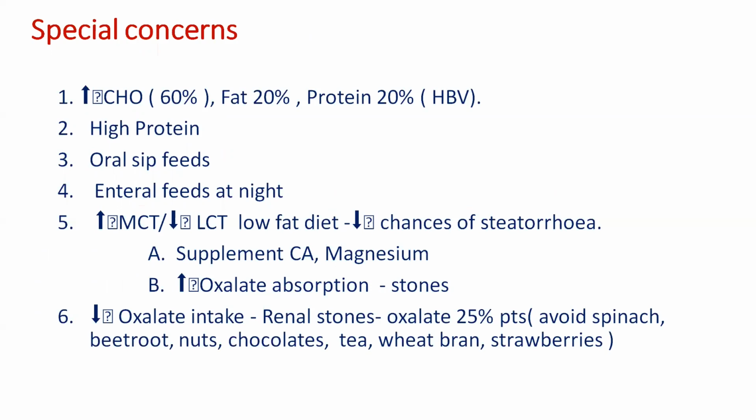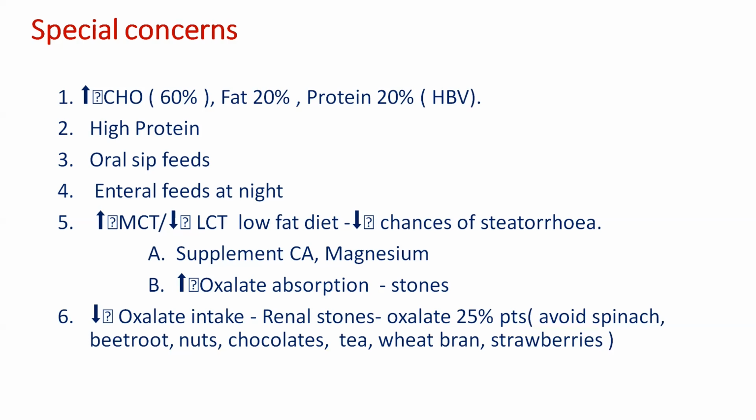Protein should be of high biological value so that it can get absorbed, and the biological availability of the protein should be high. Implementation of diet should be in oral sips and feeds. Enteral feeds should be allowed at night so that the prolonged fasting time can be covered, and we can increase the protein as well as the total calorie intake.